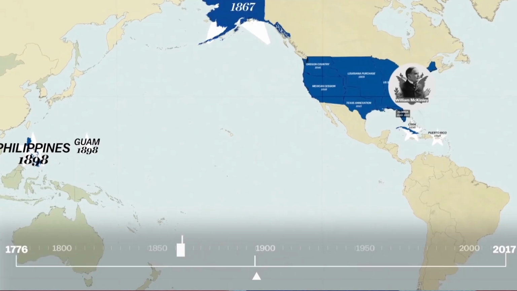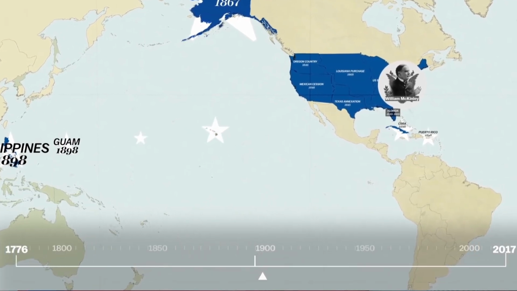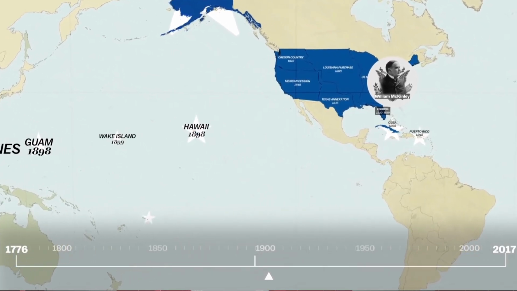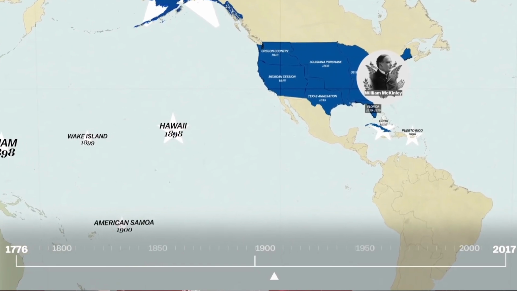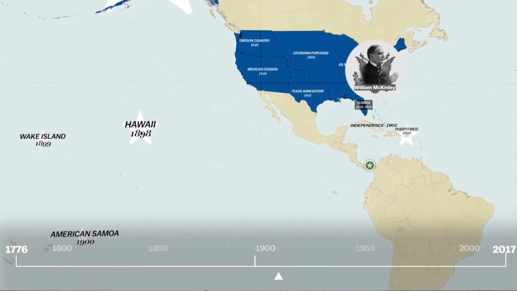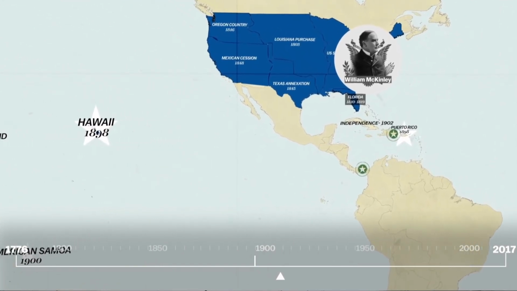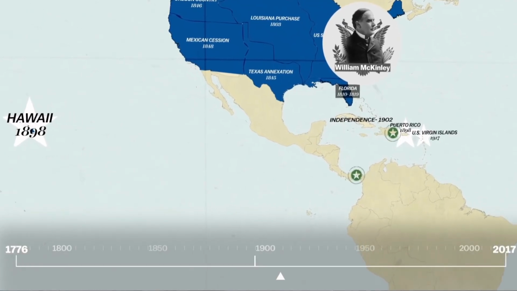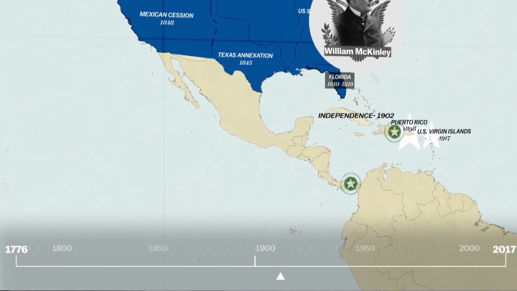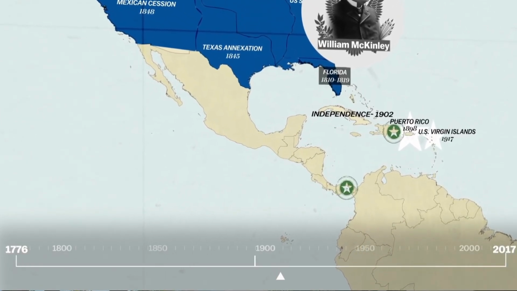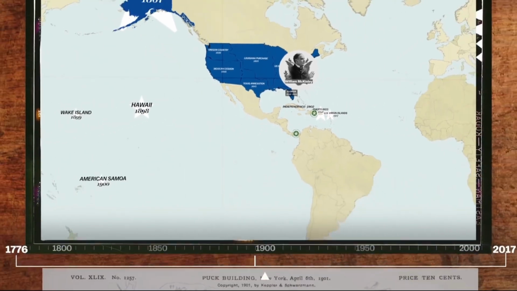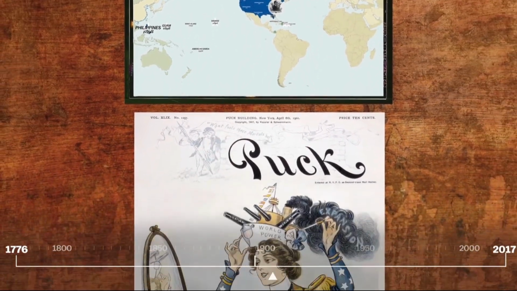In the next couple of years, the U.S. annexed the Kingdom of Hawaii, 1898, Wake Island, 1899, and American Samoa, 1900. A few years later, America took control of the Panama Canal Zone, 1903, sent troops to occupy the Dominican Republic, 1916, and bought the U.S. Virgin Islands, 1917. This rapid expansion made the U.S. a true global power on the map.